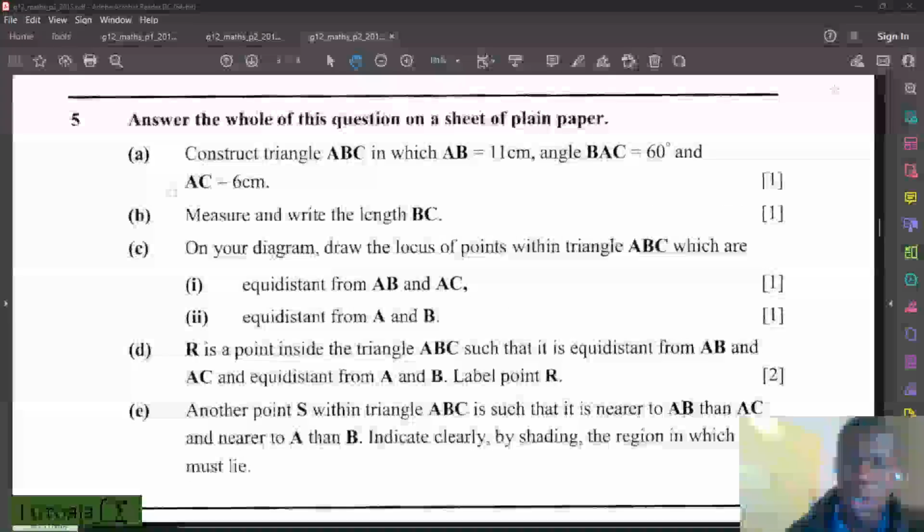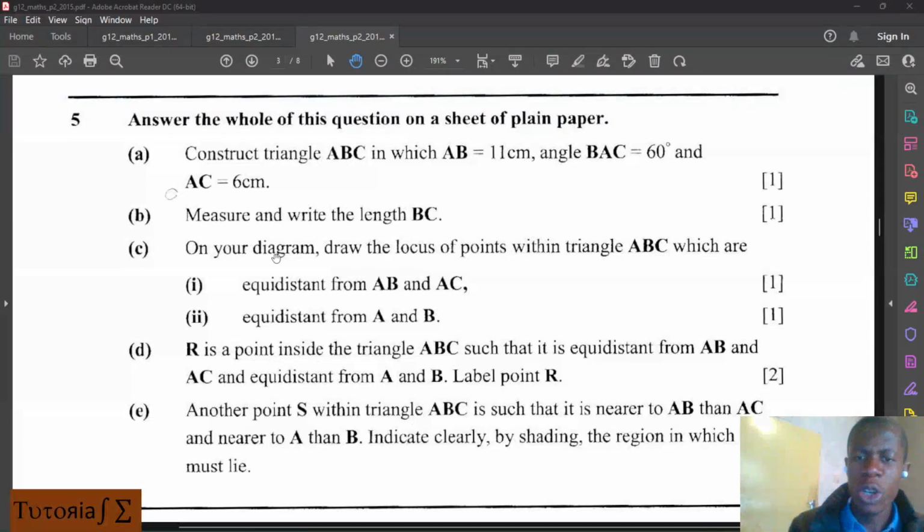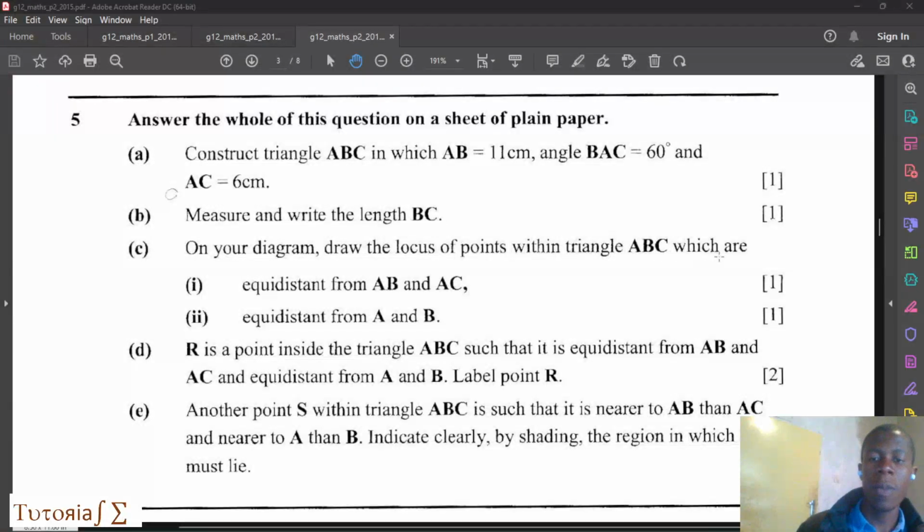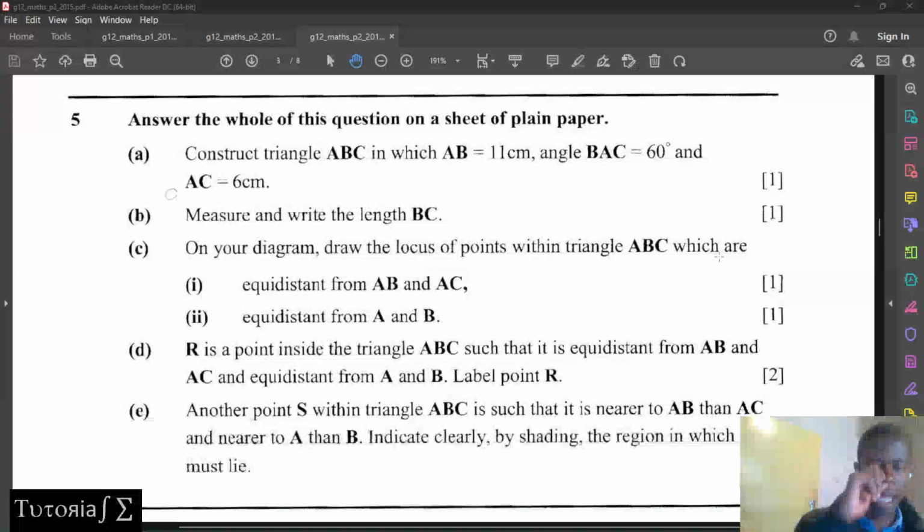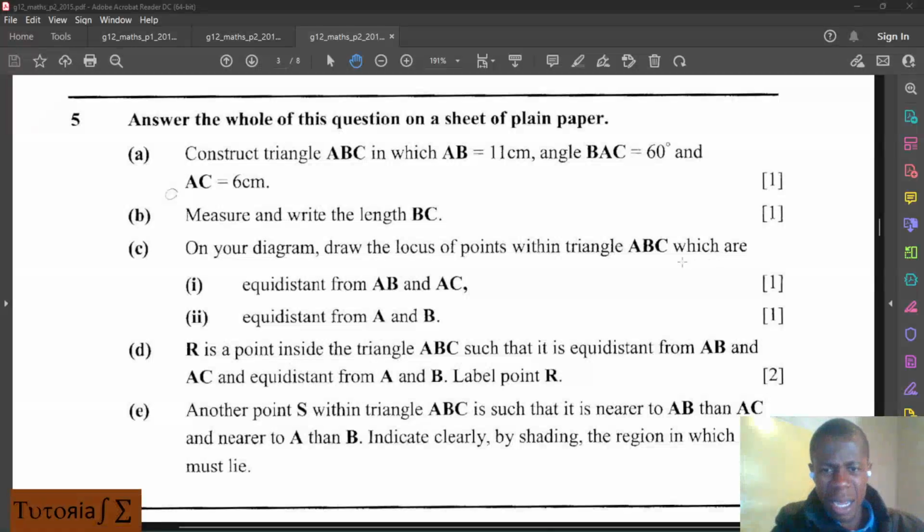The second instruction says, on your diagram, draw the locus of points within the triangle ABC, which are equidistant from AB and AC. So AB and AC. So we have two lines, AB and AC.